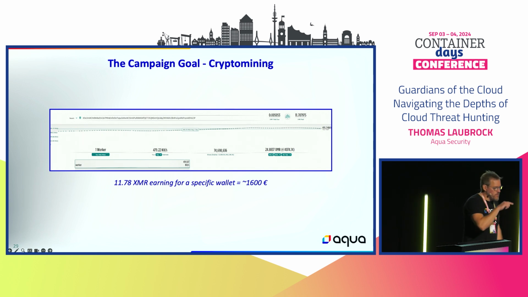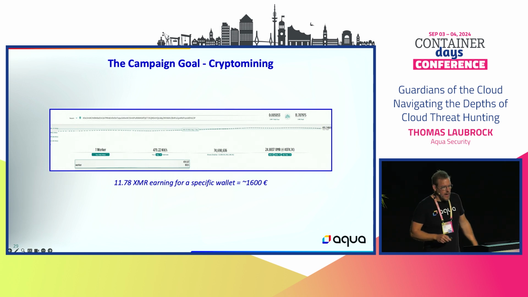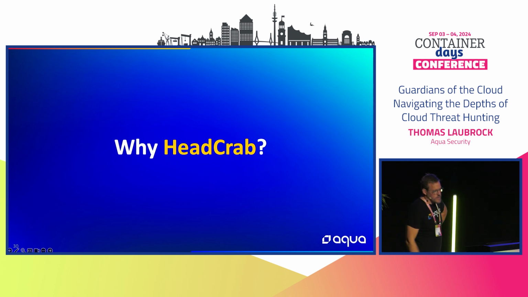Right? And over time, you saw how the wallet that we have identified has generated money. Not much, yeah, $1,600 in the time frame we have monitored. $1,600, right, or euros, right? Nice, right? So why have we called this headcrab?